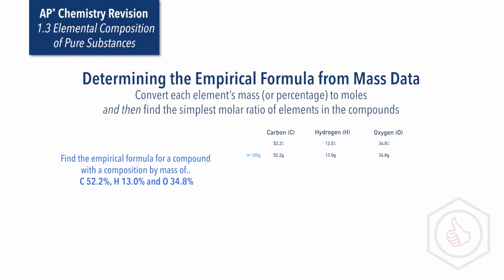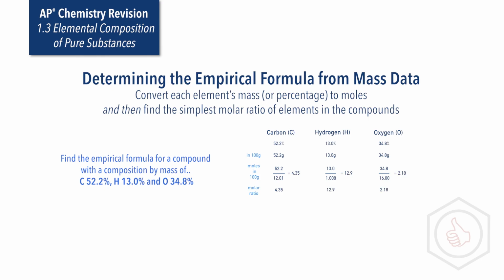We can convert these masses to moles using n equals m over Mr, mass divided by molar mass. For carbon, that would be 52.2 divided by 12.01, so 4.35 moles. For hydrogen, 13.0 divided by 1.008, giving us 12.9 moles. And for oxygen, 34.8 divided by 16, giving 2.18 moles.